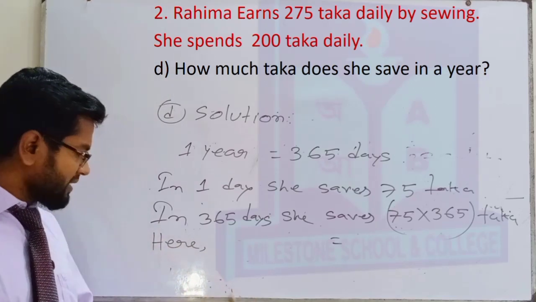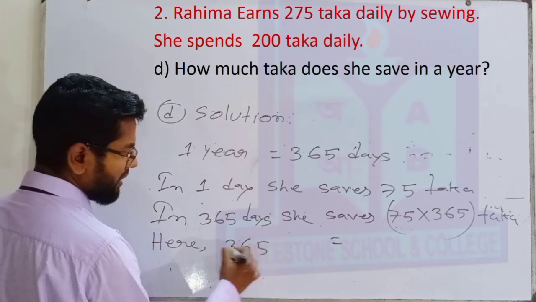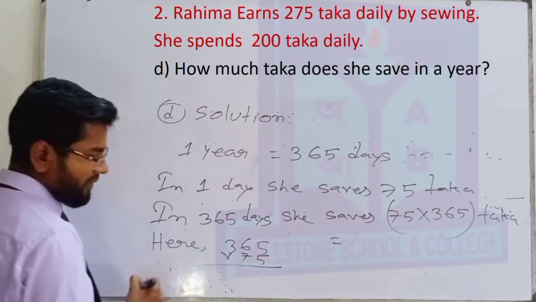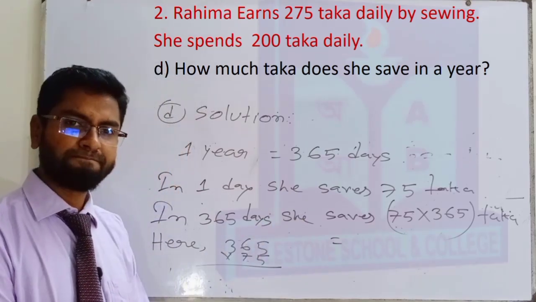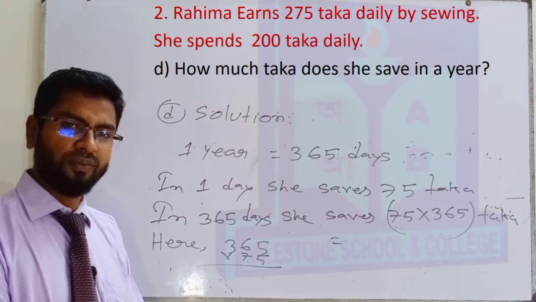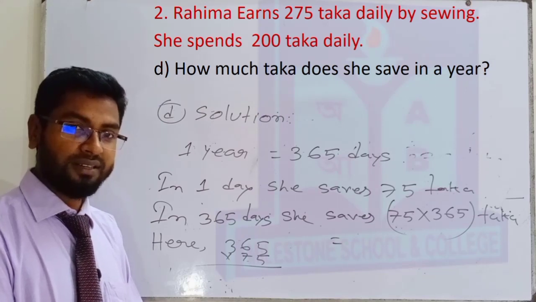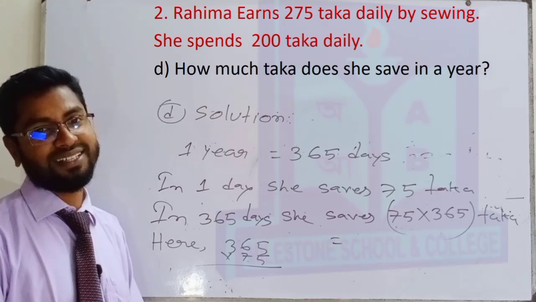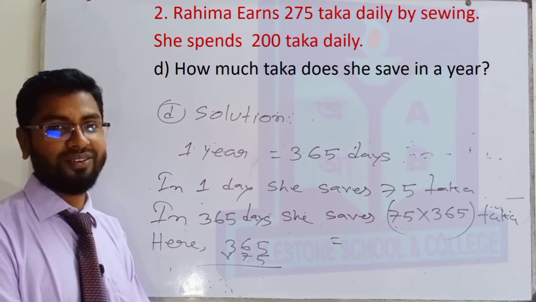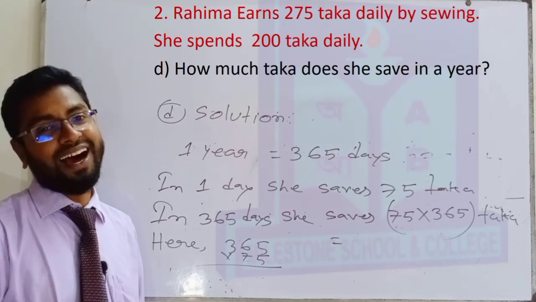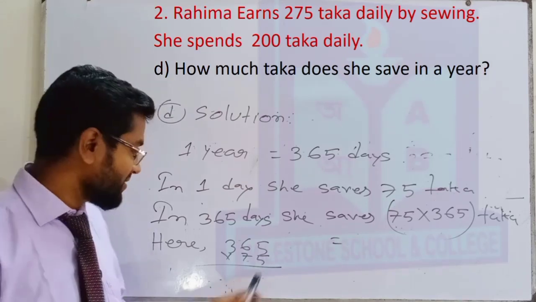Multiplication I always write here. So here I will write 365 multiply 75. You will multiply it and write the answer. I think you are able to do it. Will you do it, or will you wait for me? Somebody is waiting for the teacher. They are not using their own brain. Do it.